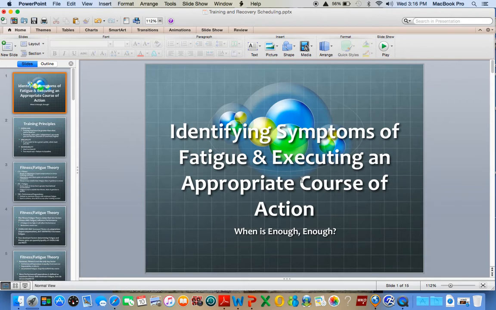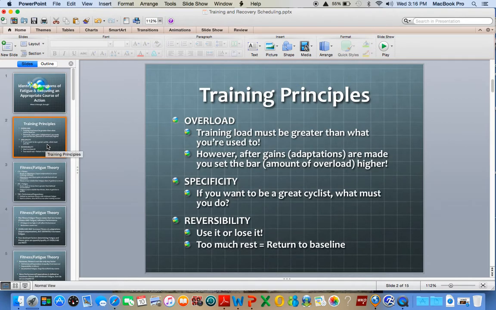So let me roll through each one of these slides, and really quickly, I'll get to the last two and talk a little bit about those. If you have any questions, please feel free to ask me, and I'll answer them. Okay, so the second slide here, I just kind of go over the training principles, which are very important in terms of determining a proper training program if you want to make gains and limit losses.